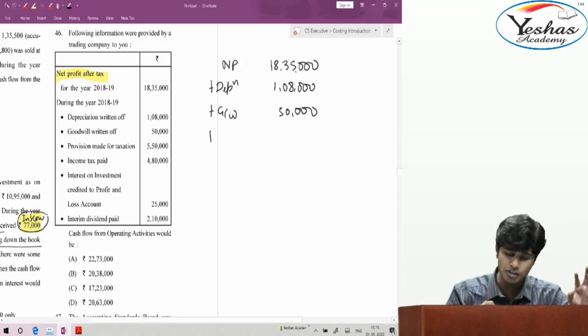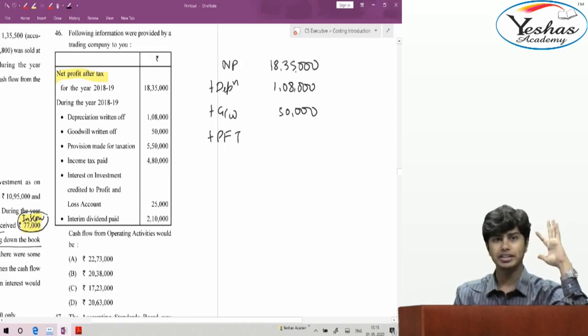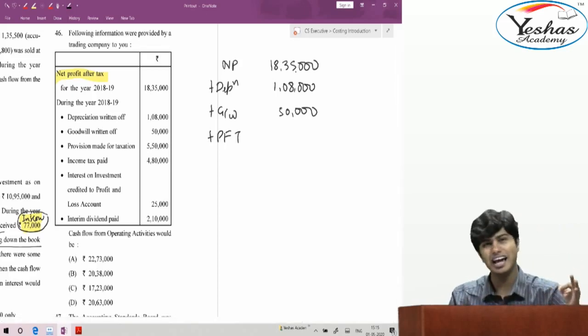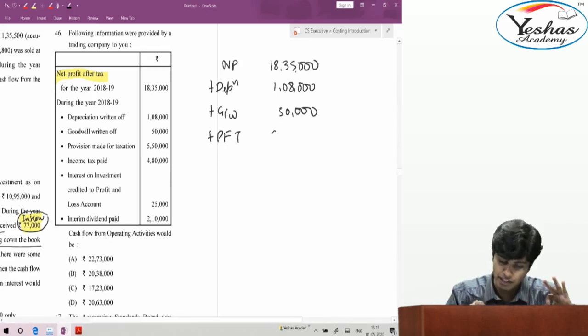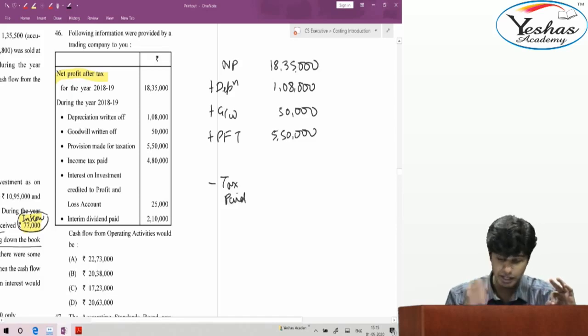Next, provision for tax. Provision for tax is a non-cash expenditure debited to P&L. If tax is paid, it is to be deducted. So provision for tax will be added back, and tax paid will be subtracted. Provision for tax of 5,50,000, being a non-cash expenditure, is added back. Income tax paid is to be deducted. I'll write less income tax paid. How much is tax paid? 4,80,000 rupees. It's a minus item.